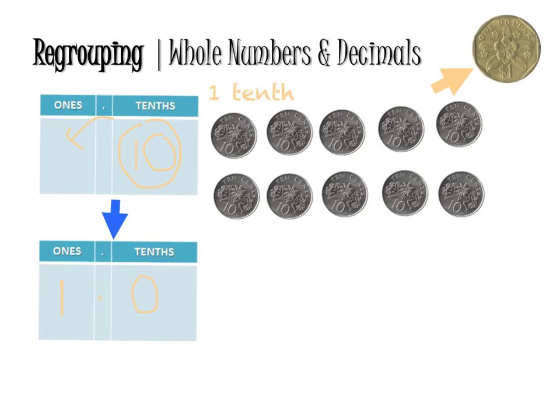So that is to say that if I have 10 tenths, that will be equal to 1 one. Now likewise, if I have 10 hundredths, that will be equal to, yes, 1 tenth.